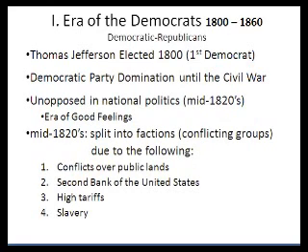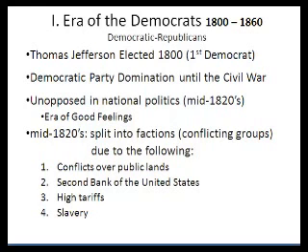The era of the Democrats from 1800 to 1860. Thomas Jefferson's election in 1800 marked the beginning of a period of Democratic domination that was to last until the Civil War. The Federalists, soundly defeated in 1800, had disappeared altogether by 1816. For a time, through the Era of Good Feeling, the Democratic Republicans were unopposed in national politics.